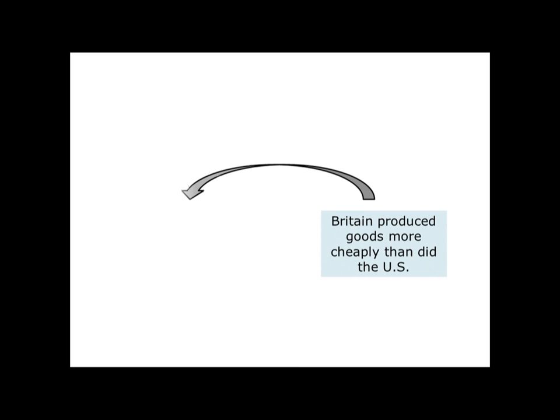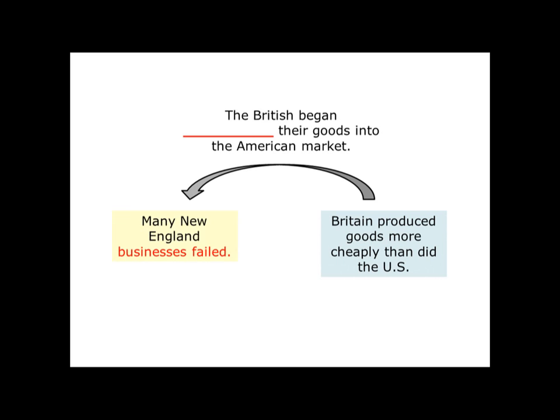Again, the British began dumping their goods into the American market. Britain produced goods more cheaply than did the U.S. Many New England businesses failed. Again, most of these businesses, like I said, are in the North. Jefferson, he's a Democratic Republican president. He reads the Constitution strictly. So this is causing tension in the manufacturing North.